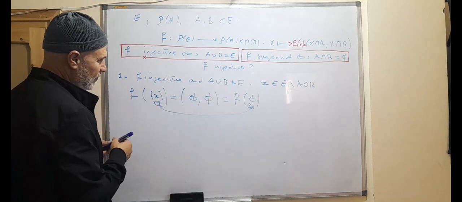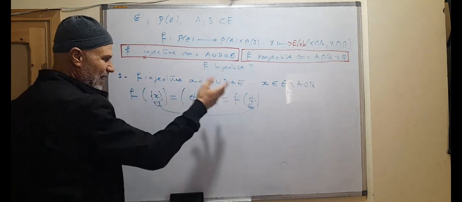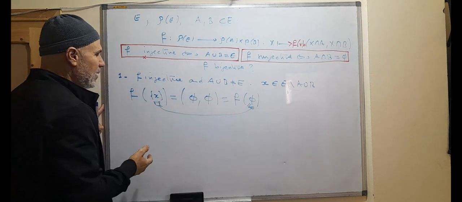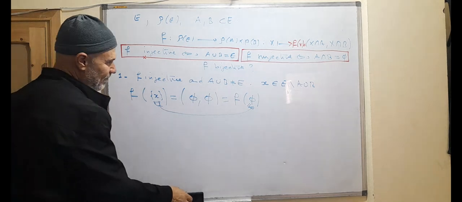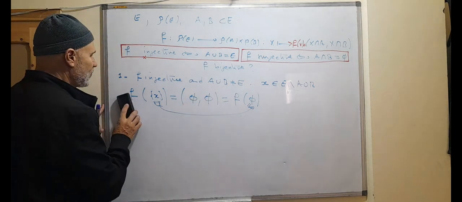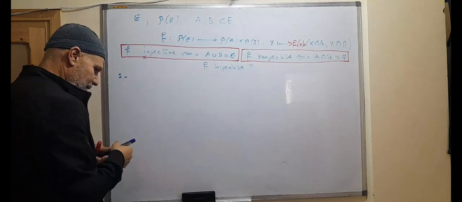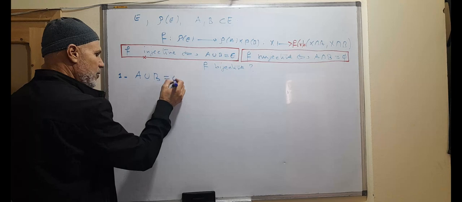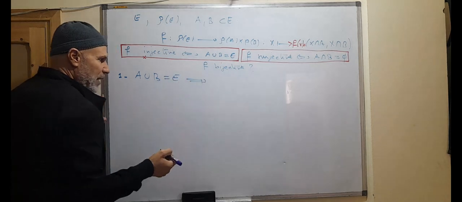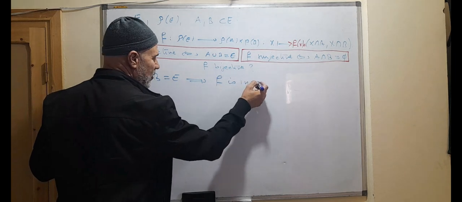Inversely, we will take the converse. We will suppose that A union B is equal to E. Then this will imply that F is injective. Now, sufficient condition: we suppose that A union B is equal to E. This will imply that F is injective.